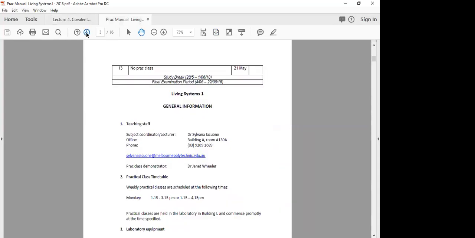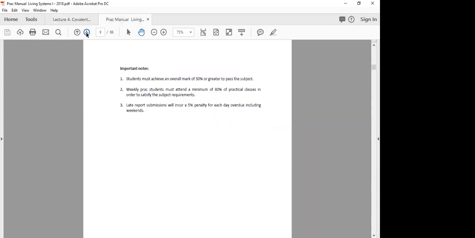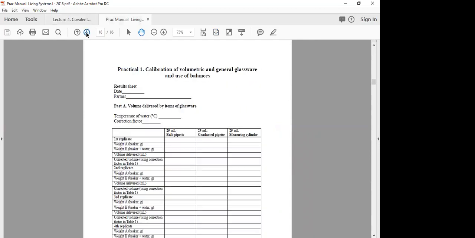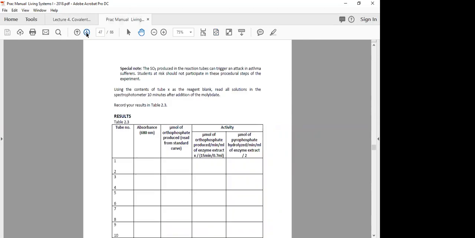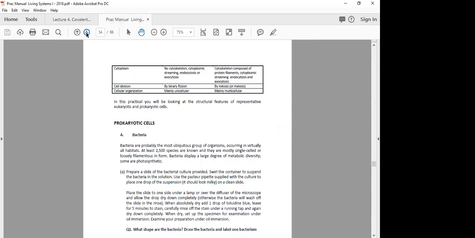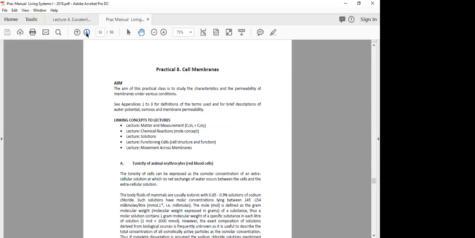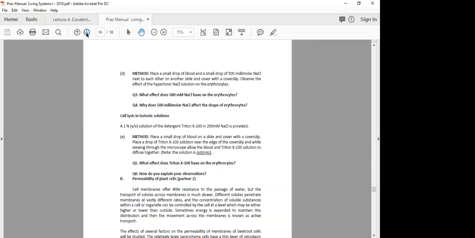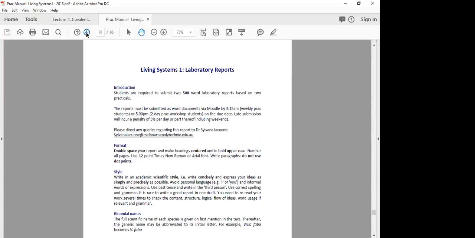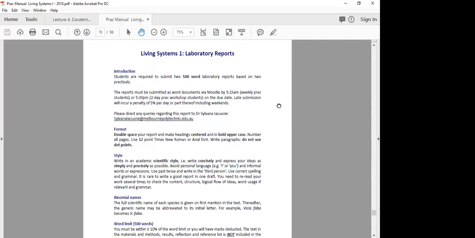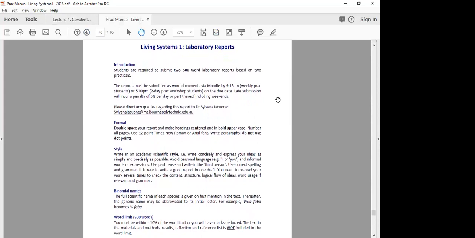All right, so let's go right through this prac manual right to the end, or close to the end, and you'll find some important information on writing prac reports. Now, some students will never have written a formal scientific prac report, and they're not too bad once you know what's expected. So let's have a look. Here we go. We're on page 78 of the prac manual, and this is where the information starts regarding prac reports.